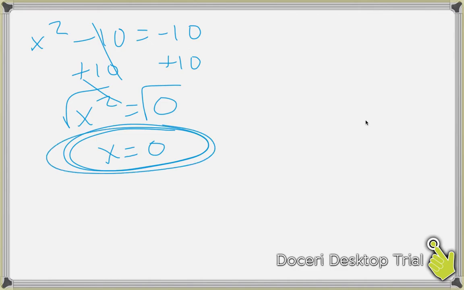With this method, the only time that you're going to end up with one answer is if the answer is 0. The only time you're going to end up with that one solution is when you have x squared is equal to 0 in your equation.